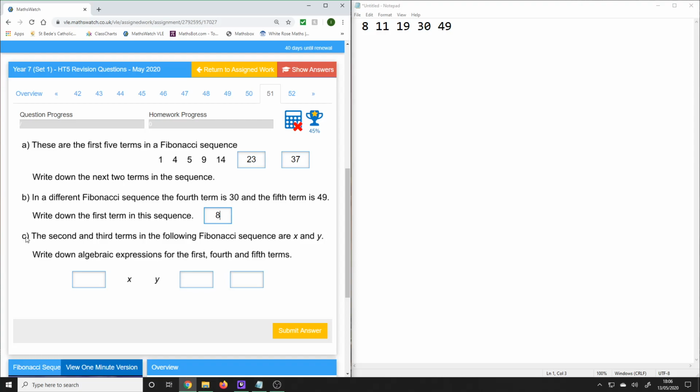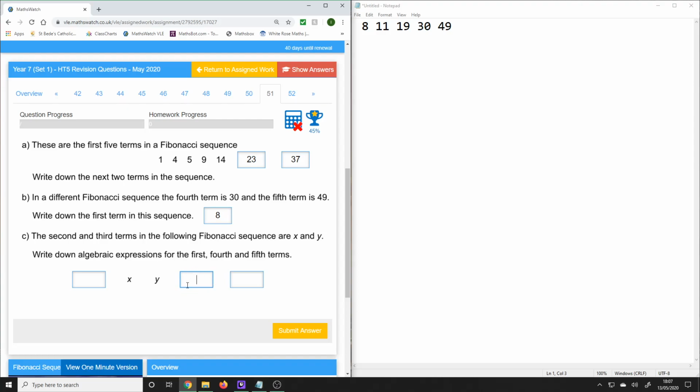Okay, the third question, question C: the second and third terms in the following Fibonacci sequence are x and y. Write down algebraic expressions for the first, 4th and 5th terms. So first of all, algebraic expressions are just numbers or letters or a combination added together or subtracted or divided or multiplied, as we saw in one of the other videos. So just think for a second about what this would be.